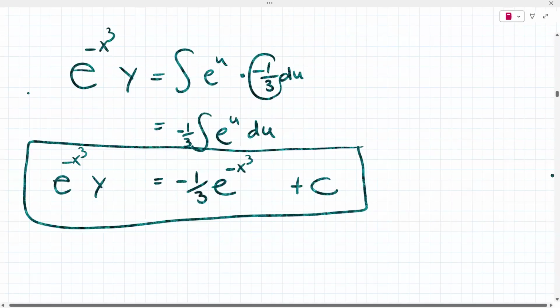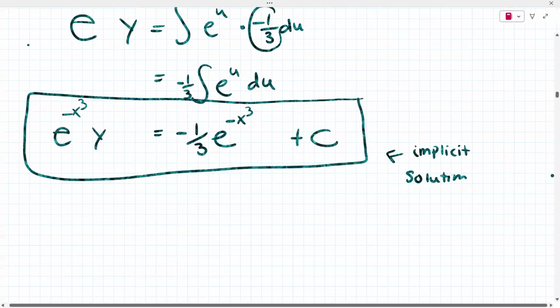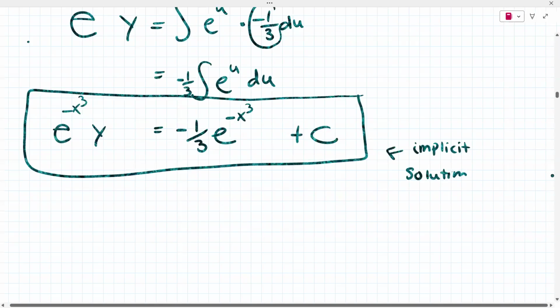Now, is this our final answer? This is what's called our implicit solution. What if we want it in explicit? Can we put it in explicit? Meaning, can we solve for y? I think we can. So step 5 is solve for y.